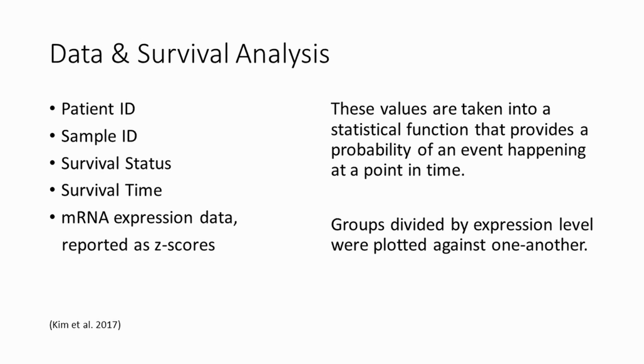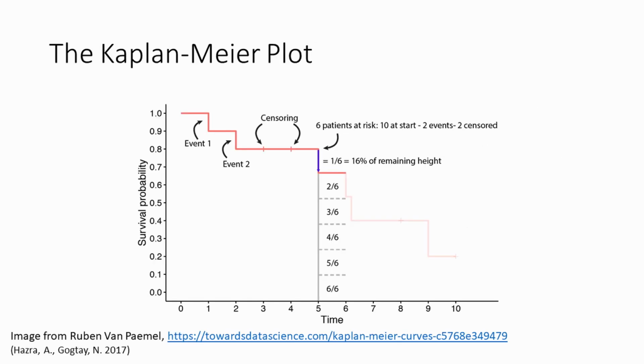These expression levels were divided into groups and then plotted against one another with a statistical tool called the Kaplan-Meier estimator, which is used to study survival. It's a survival analysis tool. So this is the type of chart used to report my findings. You'll see on the y-axis the survival probability, and on the x-axis the survival time in months.